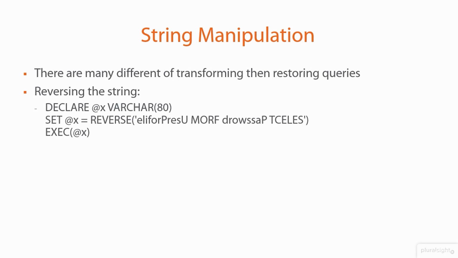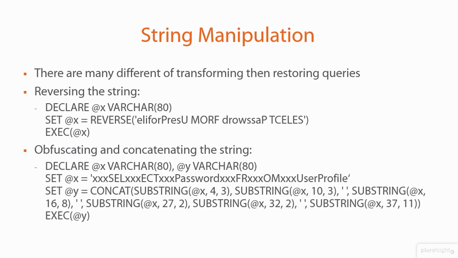Another way we could go about this is concatenating the string. So we can actually join the whole thing up like this. Now this looks very messy, so let me explain what's going on here. We're declaring two variables, x and y, they're both varchar 80s. X is the actual SQL injection attack, and if you ignore all the lowercase x's in that variable, you can see that again it says select password from user profile, and then y is a simple concatenation of the actual injection in that line.